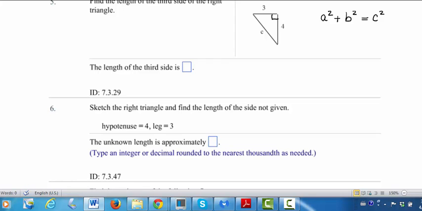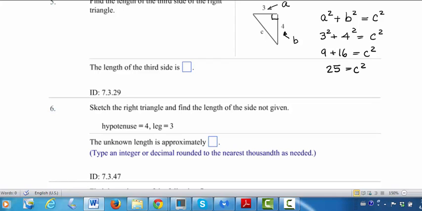So in this case, our first leg, remember the legs are the two sides that make up the right angle, we can call that one A. We can call this one B. So we have 3 squared plus 4 squared equals C squared. So now I have 9 plus 16 equals C squared, or 25 equals C squared.